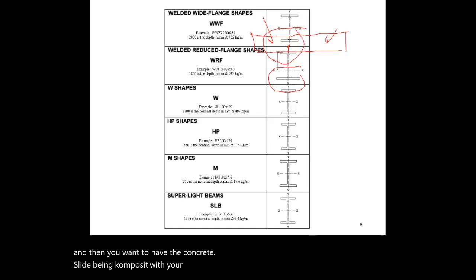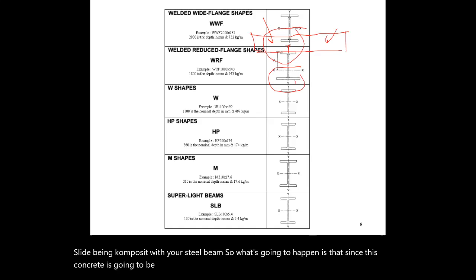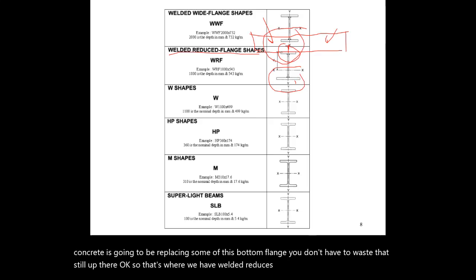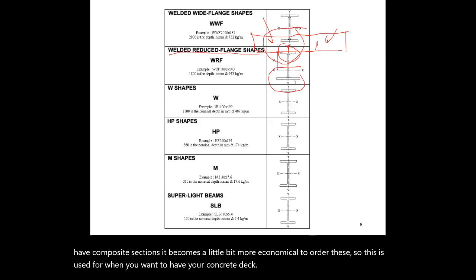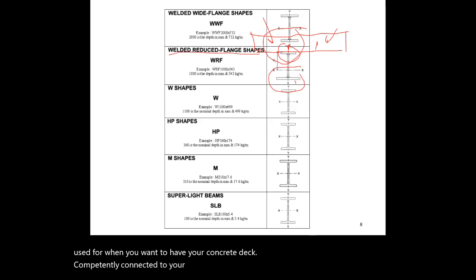So what's going to happen is that since this concrete is going to be replacing some of this bottom flange, you don't have to waste that steel up there. So that's why we have welded reduced flanges. Especially when you have composite sections, it becomes a little bit more economical to order these. This is used when you want your concrete deck compositely connected to your steel frame, and they work together as a composite material.